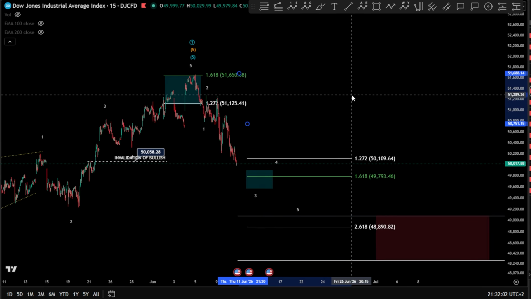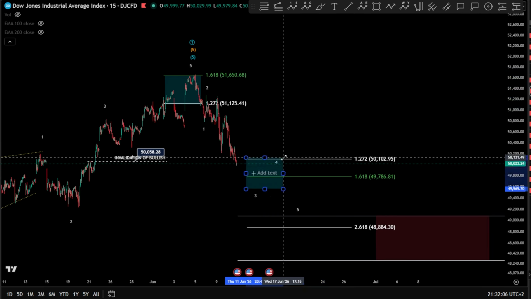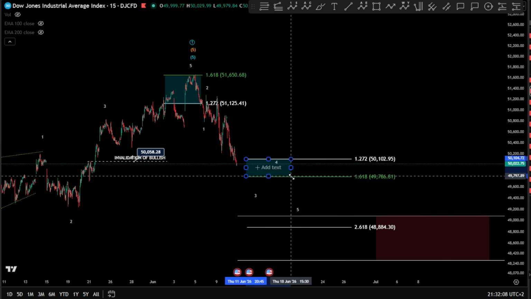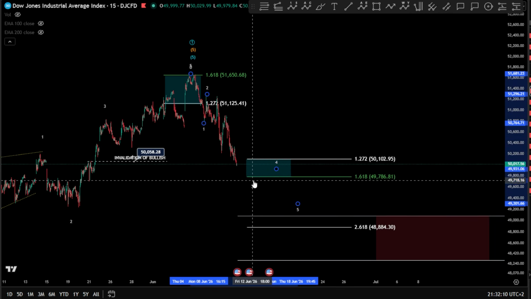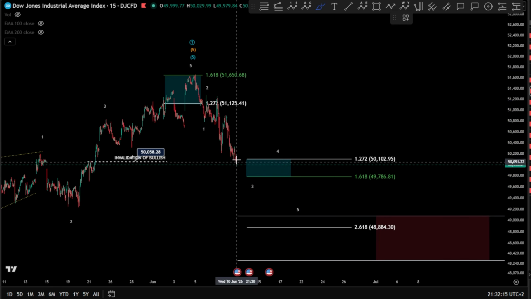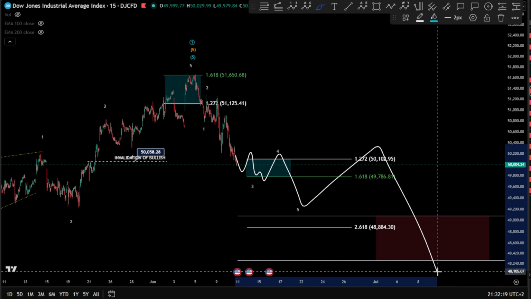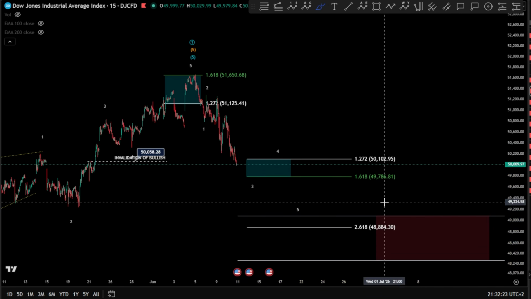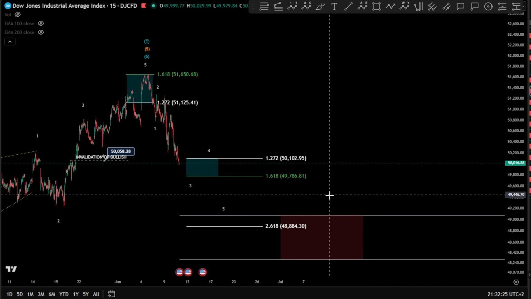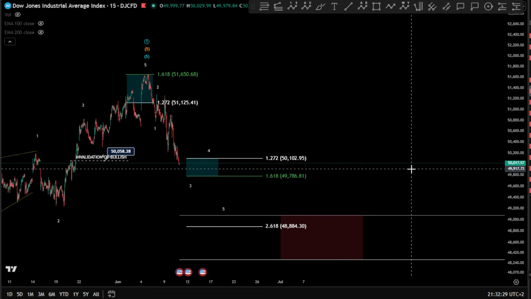But let me check exactly my fib levels here. There we go. Well, even, yeah, 49K 700 would be much more precise. So yeah, basically I'm looking for lower, 4 and a 5 can be even extended a little bit, and then B and a C to unfold to reach, of course, this zone area at 48K 800 and around. So that was it for the US stock indices.